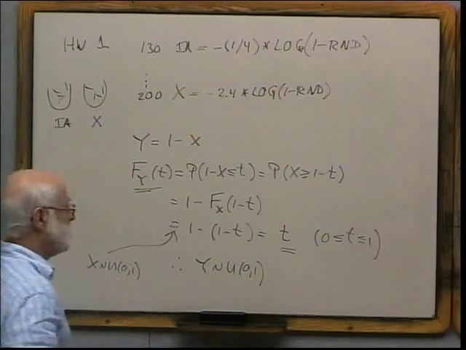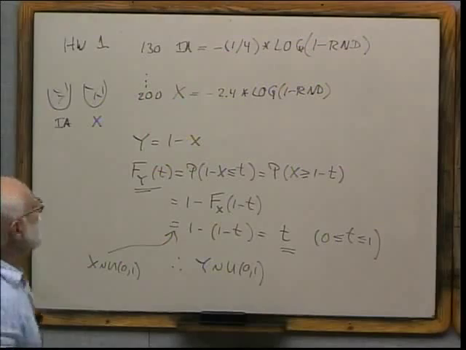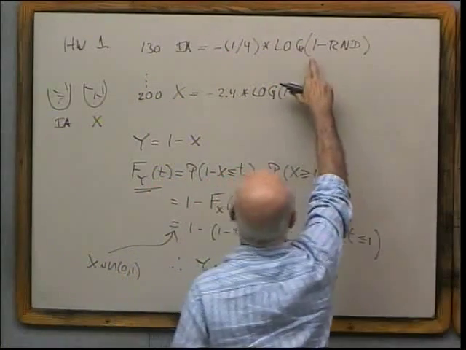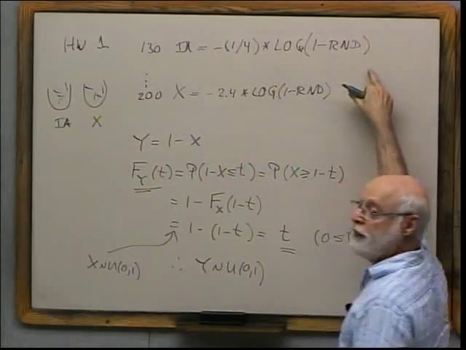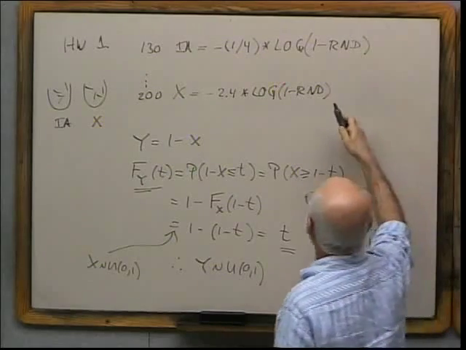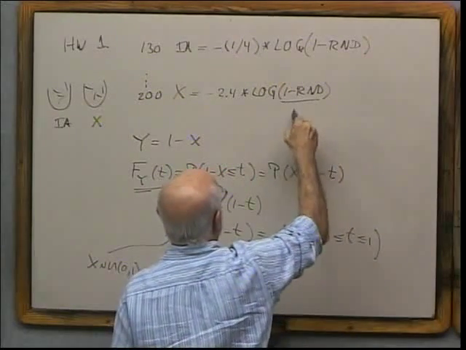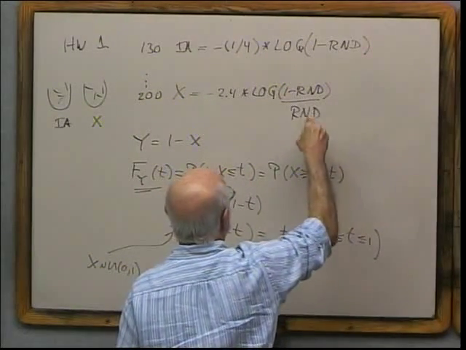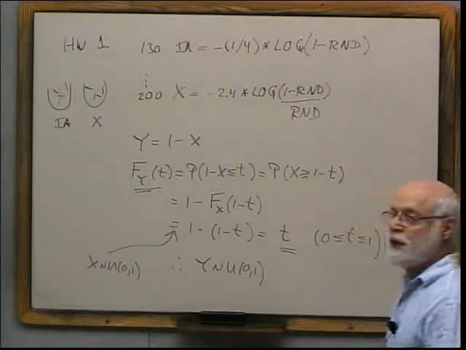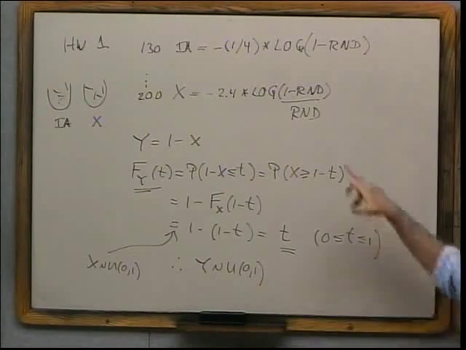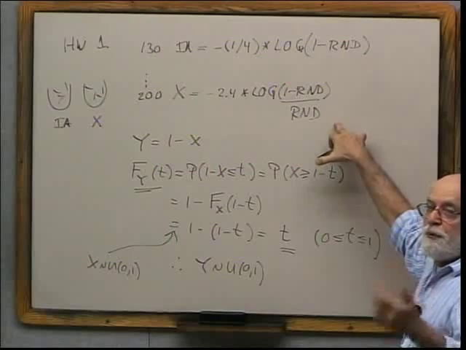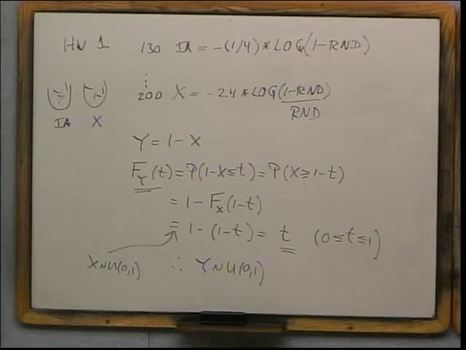So that means that in these equations, every place where I have a log of 1 minus RND, I could just as well replace it by RND. I get different numbers, but statistically they're the same. They have the same distribution. And this makes things run faster because you don't have to do this subtraction every time. So it's a minor point, but it's more elegant than not.